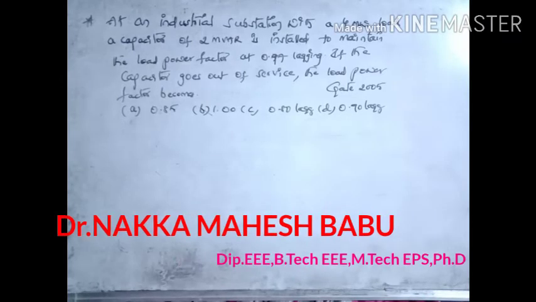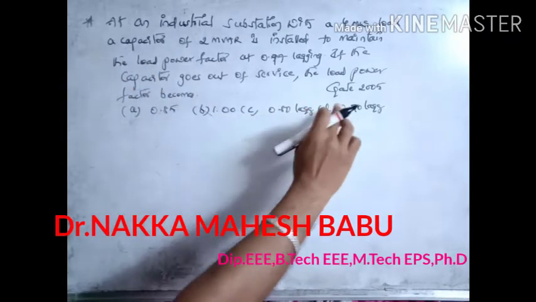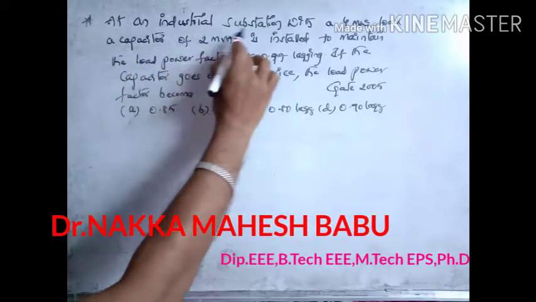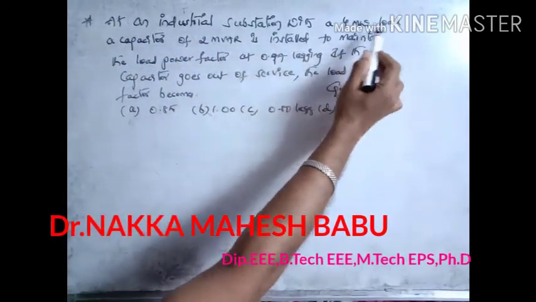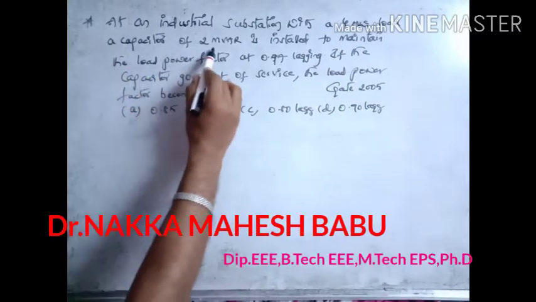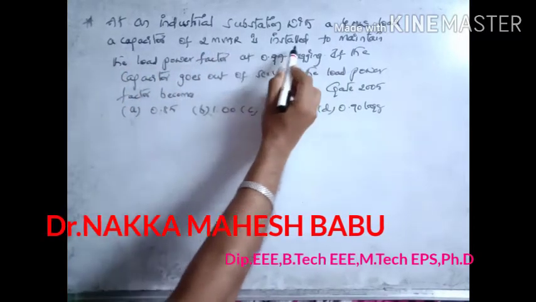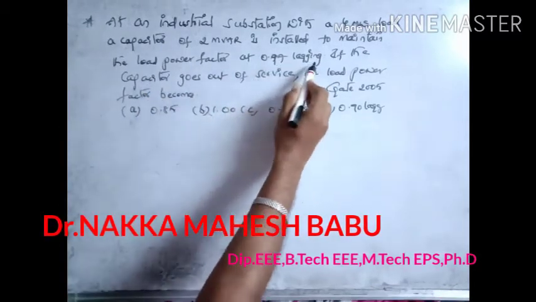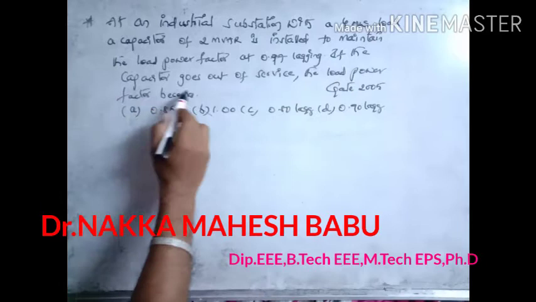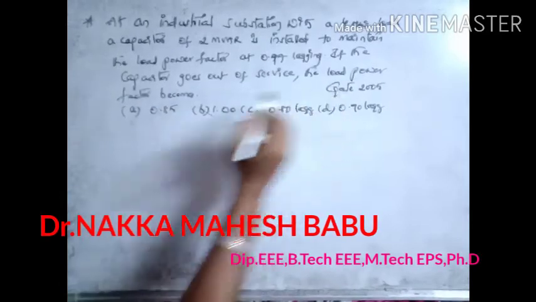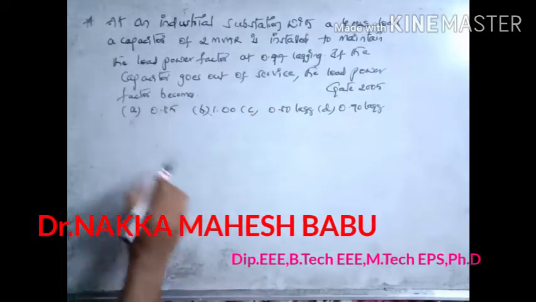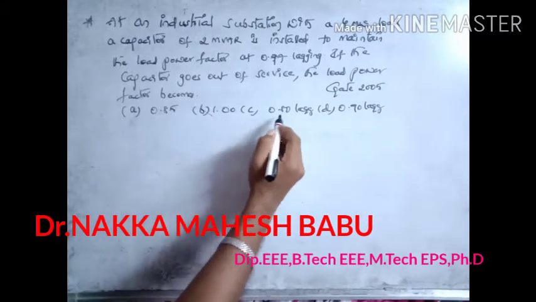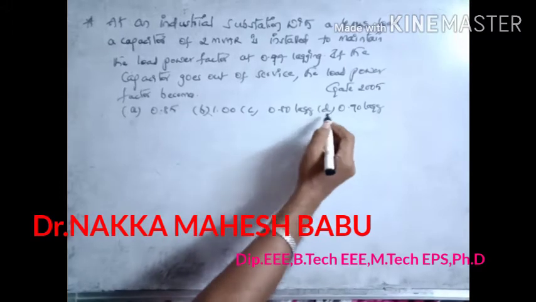Welcome. This is the problem given in Power Systems GATE 2005. At an industrial substation with a 4 megawatts load, a capacitor of 2 MVAR is installed to maintain the load power factor at 0.97 lagging. If the capacitor goes out of service, the load power factor becomes: A) 0.85, B) 1.00, C) 0.80 lagging, D) 0.90 lagging.